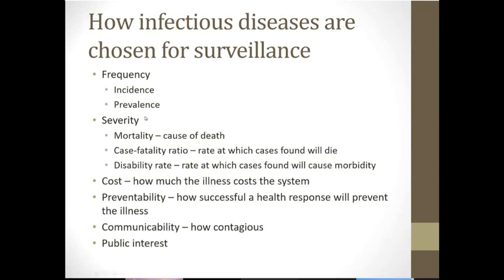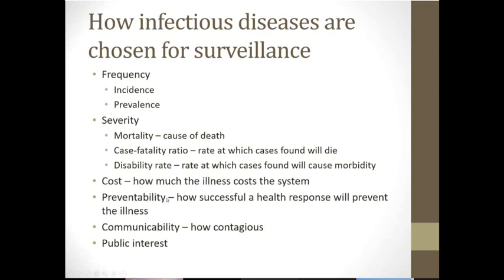Severity. How severe is the disease? Does it have a high mortality rate? Does it have a high case fatality rate, such as if you get this disease, you will more likely die? What is the disability rate? That the cases actually have more morbidity than if you don't get the illness. Cost. How much does this illness cost the system? Preventability. How successful could a health response prevent this illness? Communicability. How contagious is this disease?